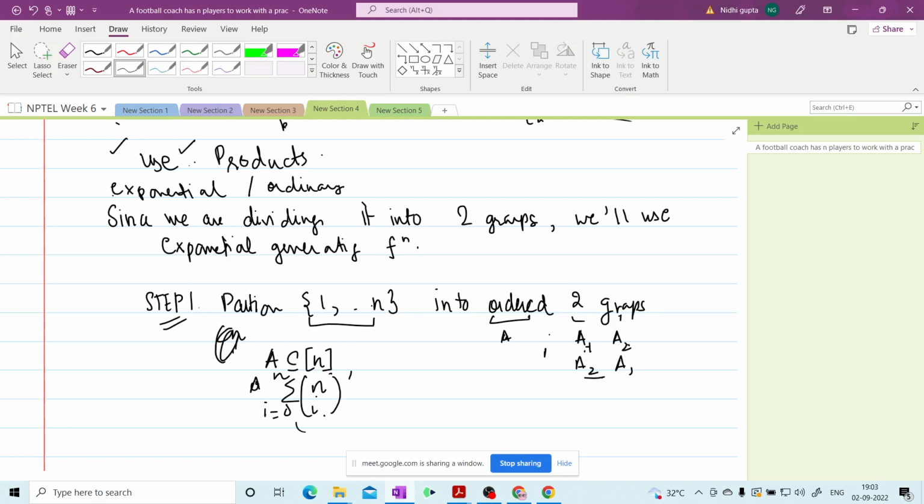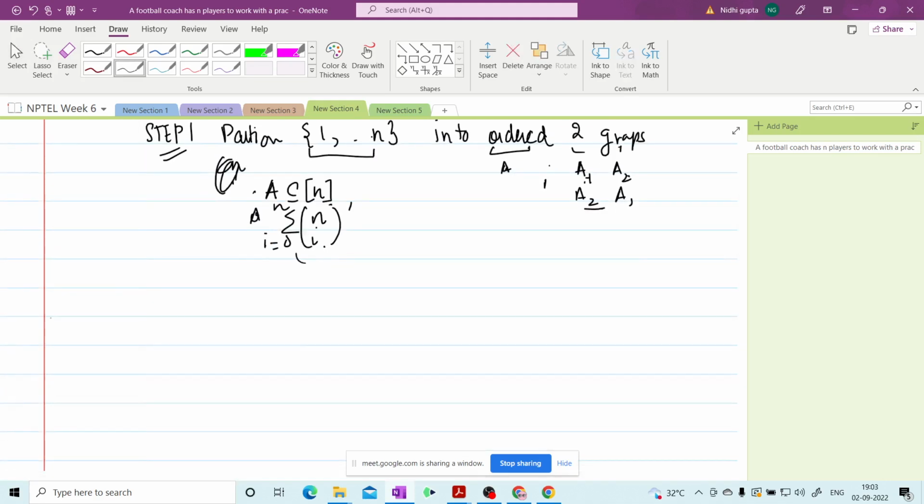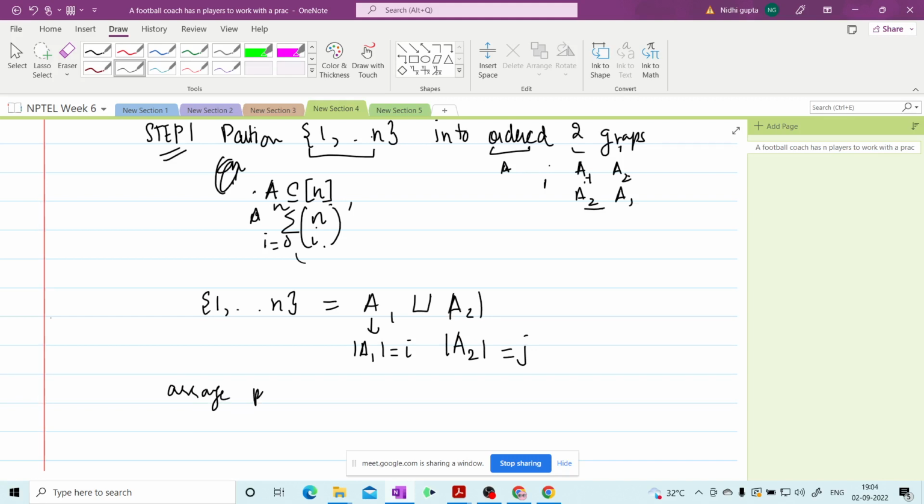So we are required to divide this set A1 to An into two groups, say A1 union A2, and suppose the order of A1 is I and the order of A2 is J. What we are required to do is arrange the people of the groups in a line.